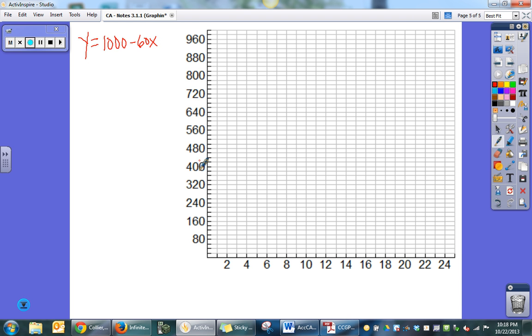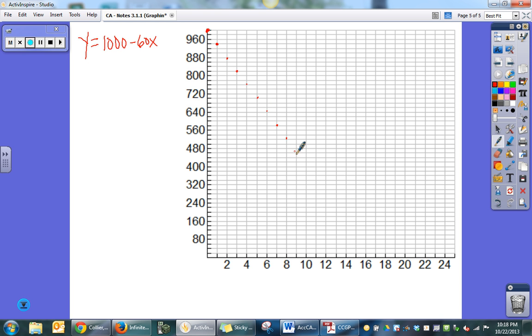So if you look here, we're counting by 20s. So this top right here would be 1,000. And I'm going to go down a slope of negative 60. So I'm going to go down 20, 40, 60, and over 1. 20, 40, 60, and over 1. And I could continue that all the way down.